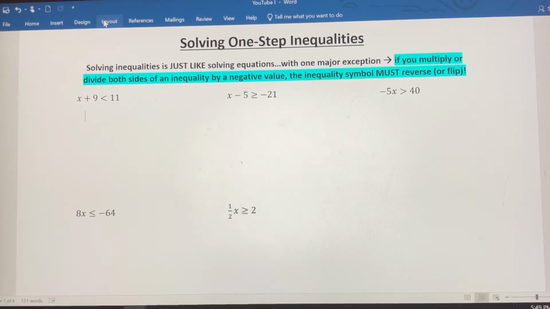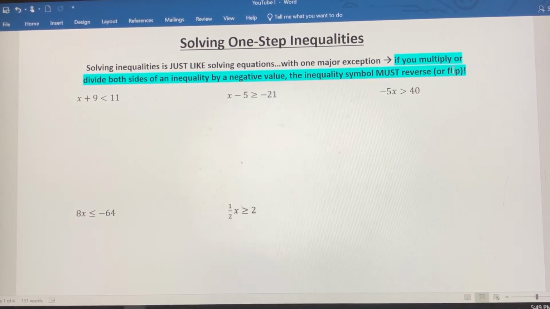This video is about solving one-step inequalities. You should have just finished solving equations, and solving inequalities is just like solving equations, but there is one major exception. If you multiply or divide both sides of the inequality by a negative value, the inequality symbol must reverse or flip.